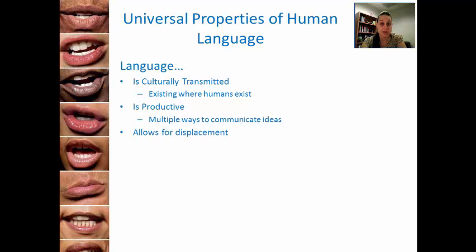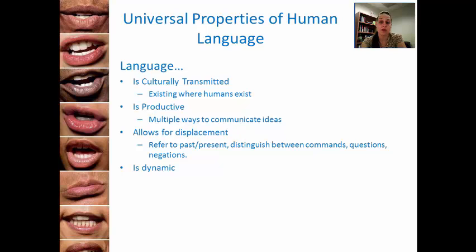The next universal property is that language allows for displacement. And what this means is that it's a reflection of our reality, and the fact that our lives are governed by time. So in language, it allows us to talk about the past, the present, and the future. And that is a characteristic, a universal property of human language.